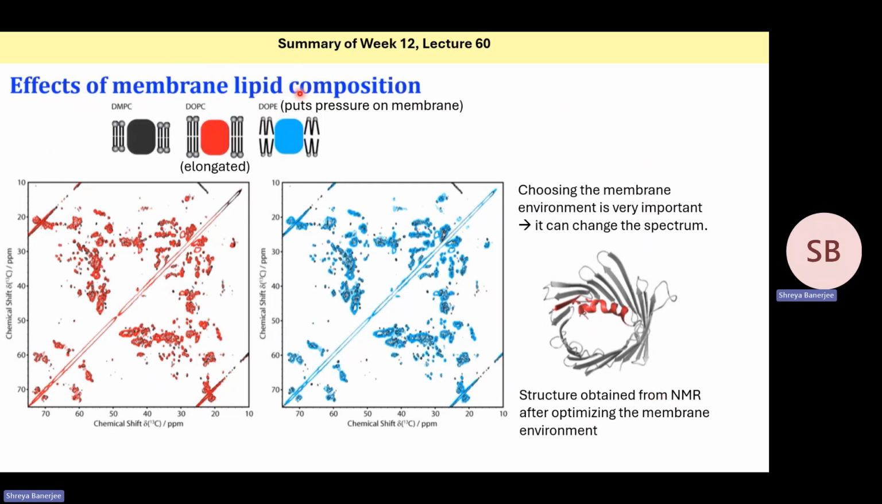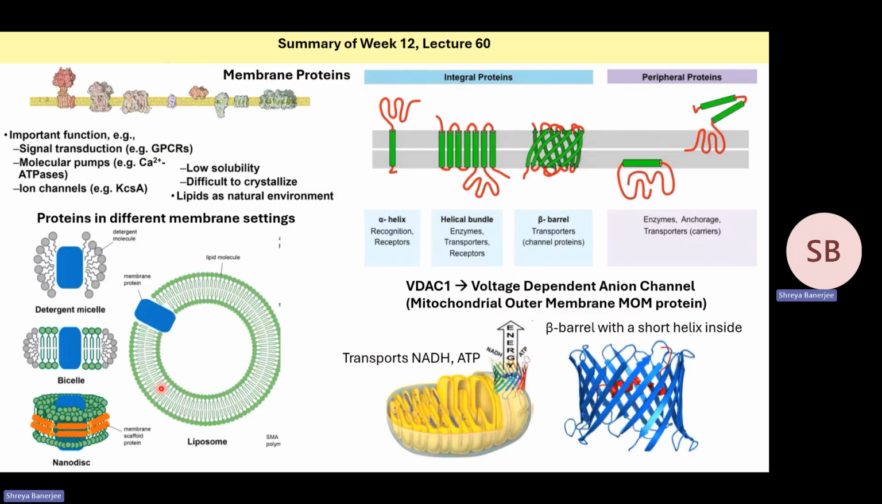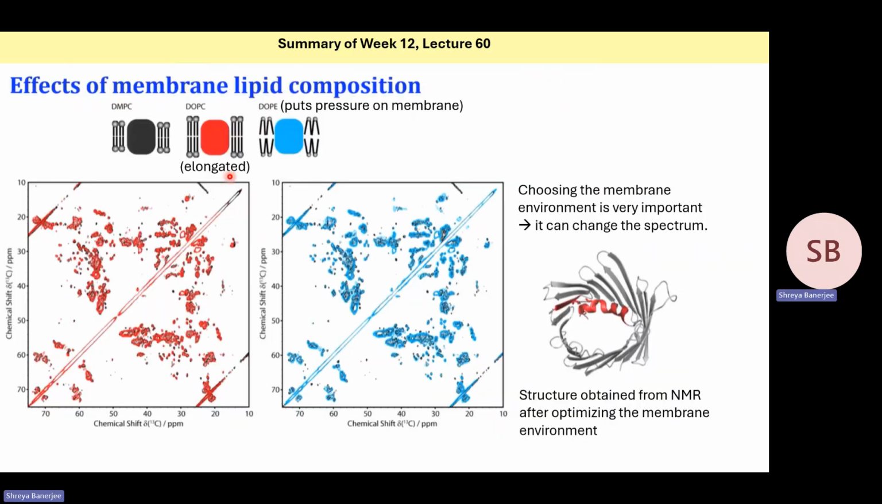So basically this is a membrane protein. In order to find out the structure of this protein, we first have to create this kind of liposome structure or some other kind of membrane structure in order to simulate the natural environment of the protein. This was done in different ways. Here the red spectra is shown where DOPC was used.